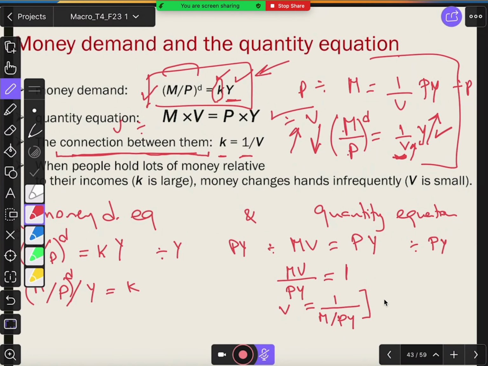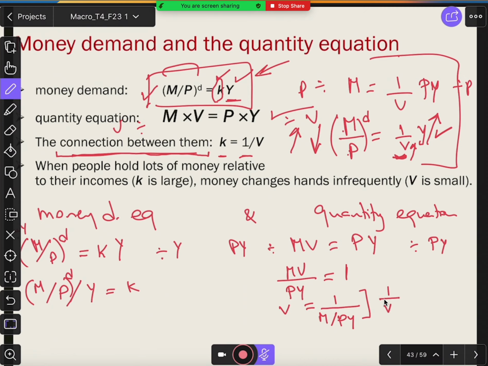I thought I can get more space, but anyways. So let's see, the reciprocal of this one is gonna be 1 over v, if you just get the divided by 1, and then this would be m over py. Okay, and now if you compare the left part, the real money demand, with the right part that has the real money supply, then we can get the connection.